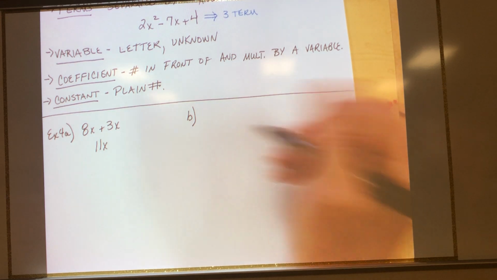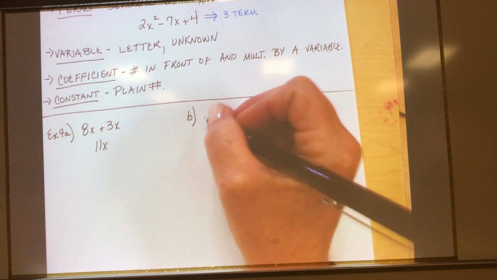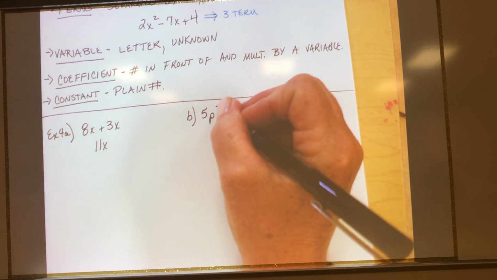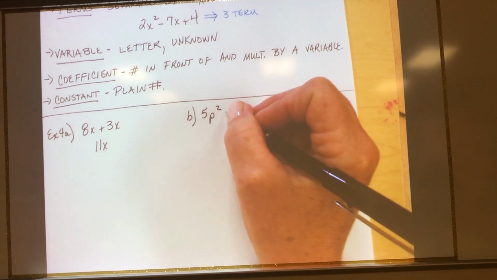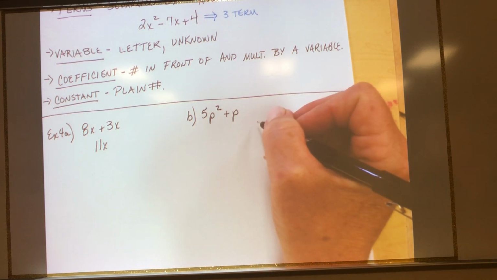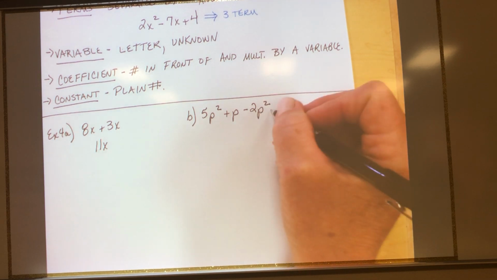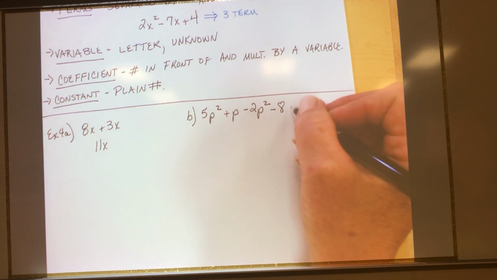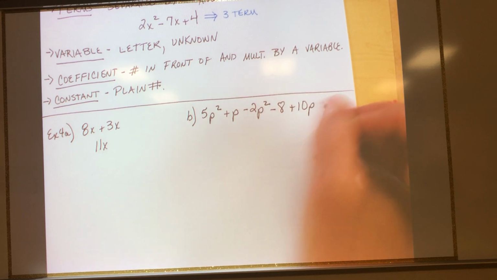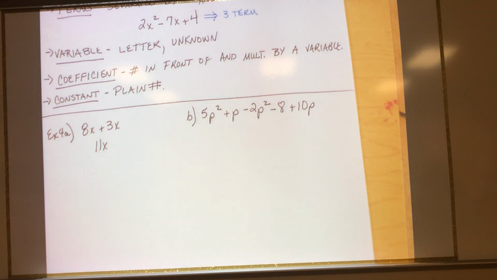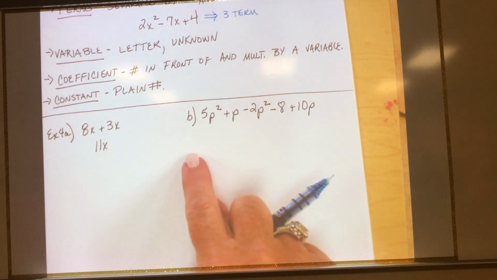Okay. So here's the next problem. It's longer, so write it down as I say it, okay? 5p squared plus p minus 2p squared minus 8 plus 10p. I know how to do this one too. Okay, so y'all, this is really all algebra 1, isn't it? Yeah.